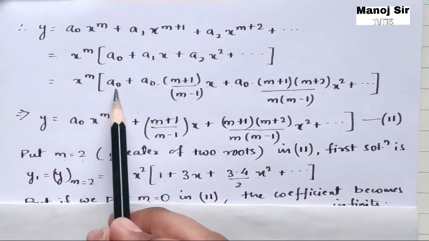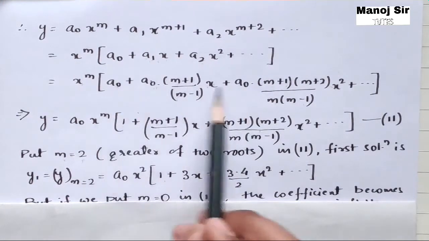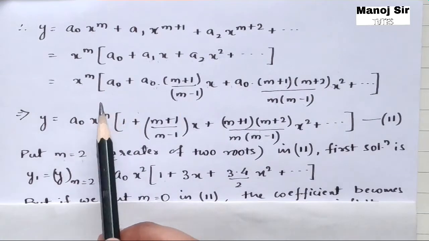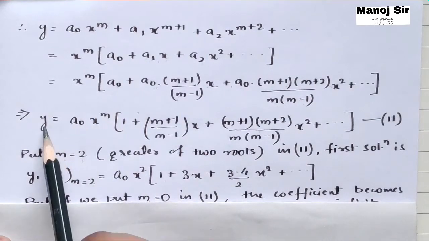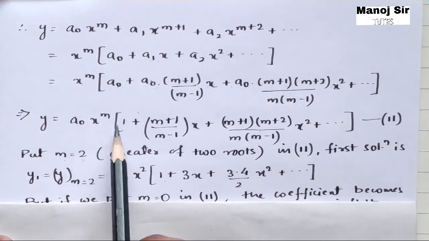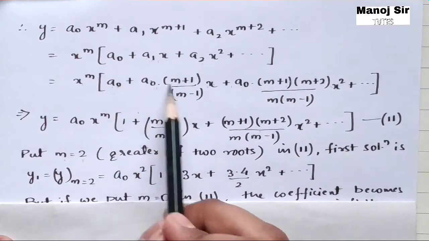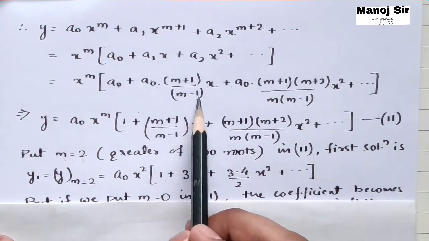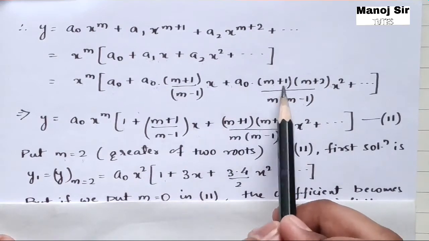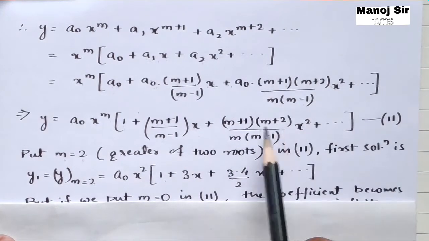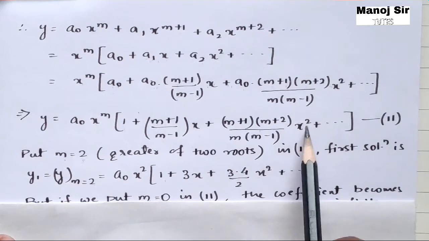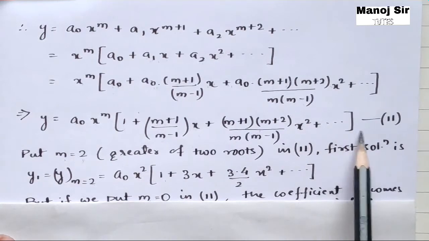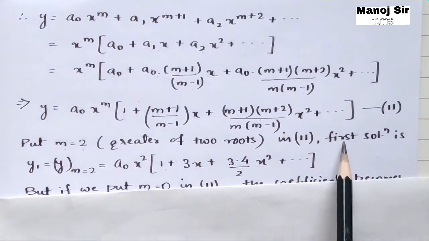Now we can take a0 common from each term. So y equals a0 into x to the power m. Here we are left with 1 only, then (m plus 1) upon (m minus 1) times x, plus (m plus 1) into (m plus 2) upon m into (m minus 1) into x square plus dot dot dot, and let's suppose this is my equation number 2.